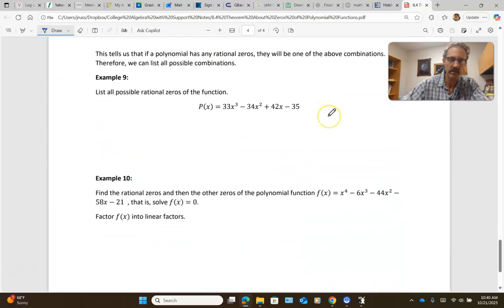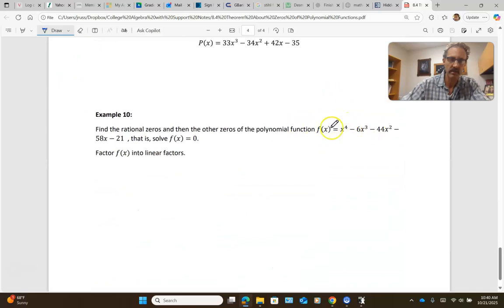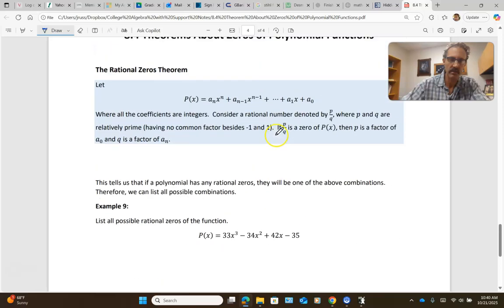Yeah, so if we're trying to find all the zeros of a polynomial, we need to be able to start with one, okay, to get the ball moving, so to speak. And so that's where this rational zeros theorem kind of comes into play. It basically tells us how to find some candidates, and then we can guess and check and verify whether those candidates are actual zeros or not. Okay, so let's look at the theorem.